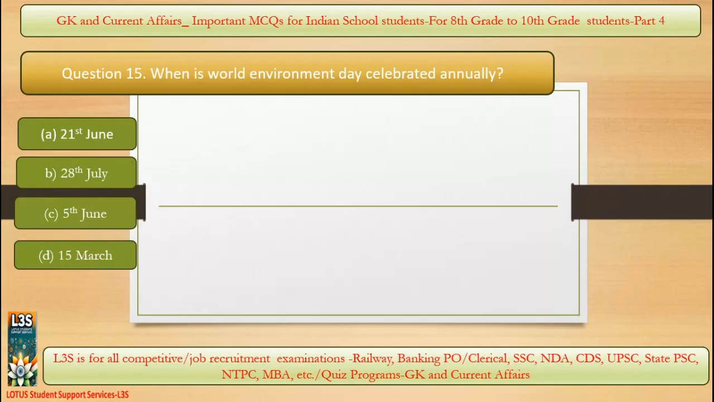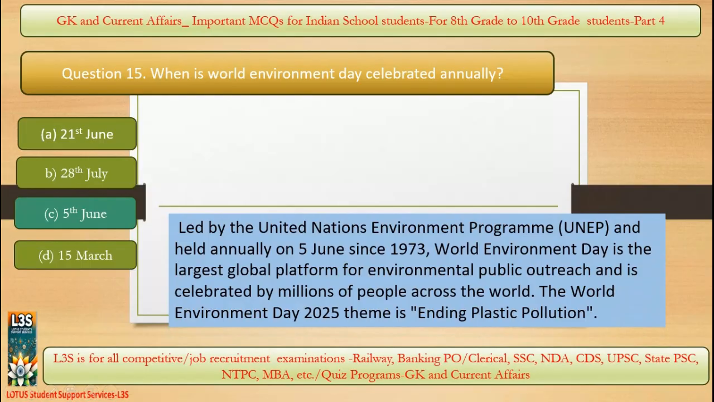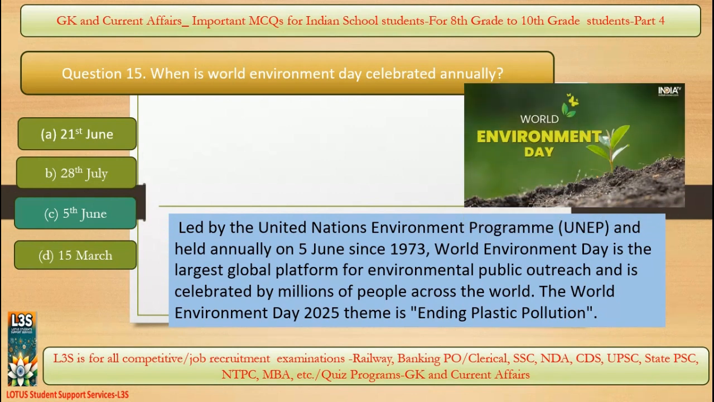When is World Environment Day celebrated annually? It is C. 5th June. Led by the United Nations Environment Programme (UNEP) and held annually on 5th June since 1973. World Environment Day is the largest global platform for environmental public outreach and is celebrated by millions of people across the world. This year the theme was Ending Plastic Pollution.